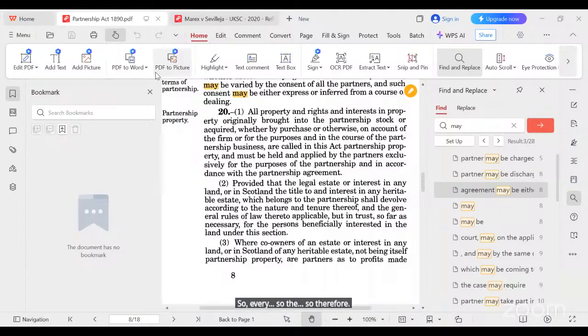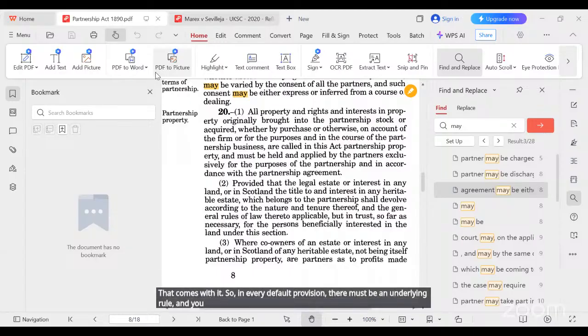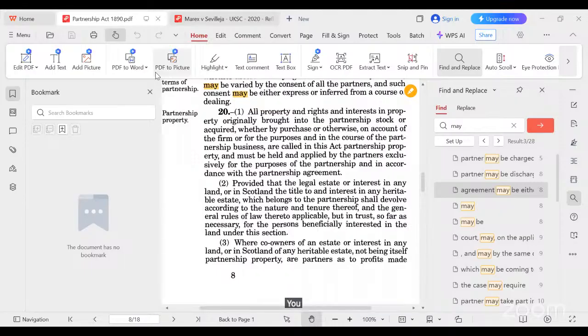Therefore, when you have a default provision, it is like our telephone or our equipment. It has an underlying rule that comes with it. So in every default provision, there must be an underlying rule, and you must find that one out. Once you know the rule, you then go to the next level: the capacity to change that rule, to modify it, to vary it, to domesticate it. And why is that empowerment necessary?